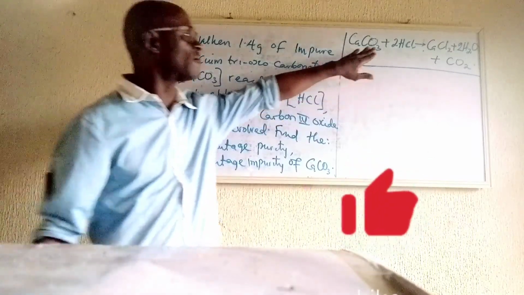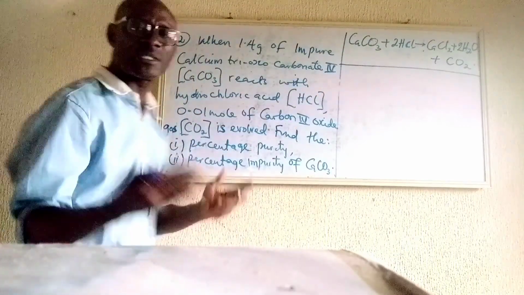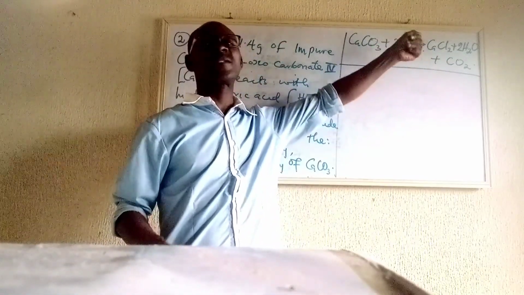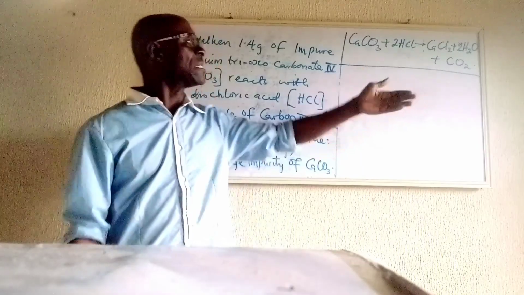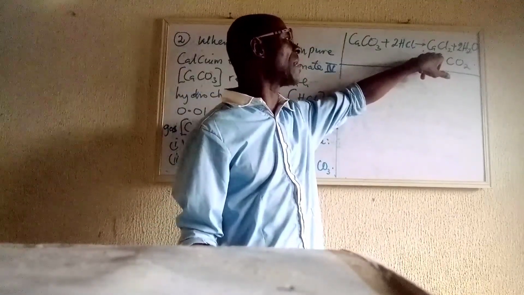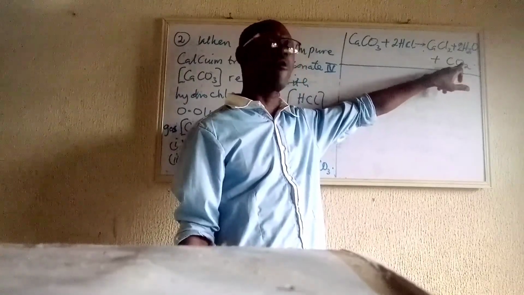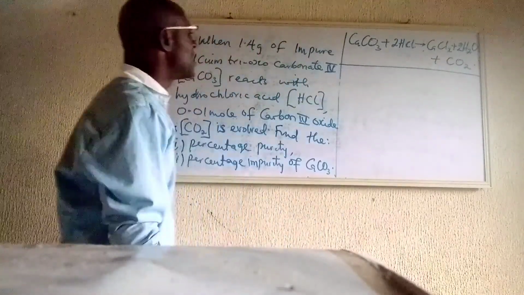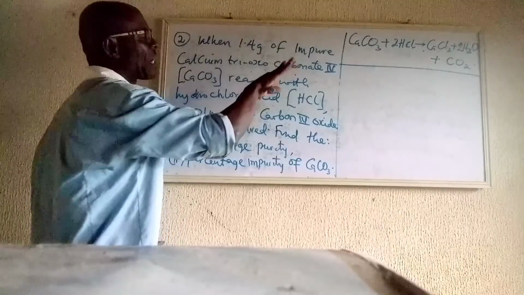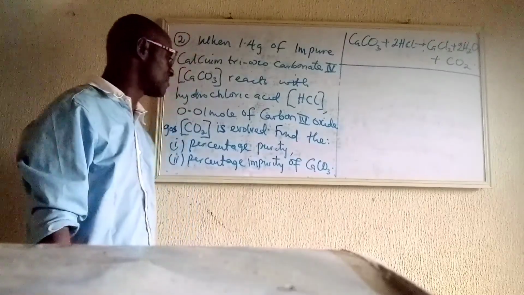All right, this is the equation of reaction, the balanced equation. But it is important for you to know that whatever is taking place here is taking place from the pure side, not impure. That means it is the pure calcium trioxocarbonate(IV) that will produce pure calcium chloride and liberate pure carbon(IV) oxide gas. That means, what do I do now? It means that this 1.4 grams, which is the impure calcium trioxocarbonate(IV), cannot liberate this carbon(IV) oxide gas.